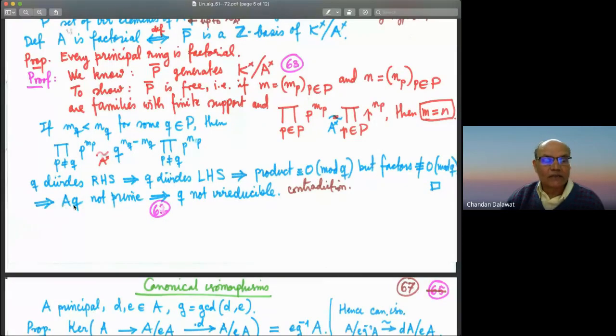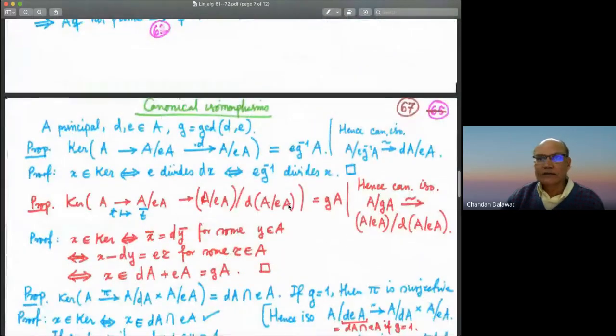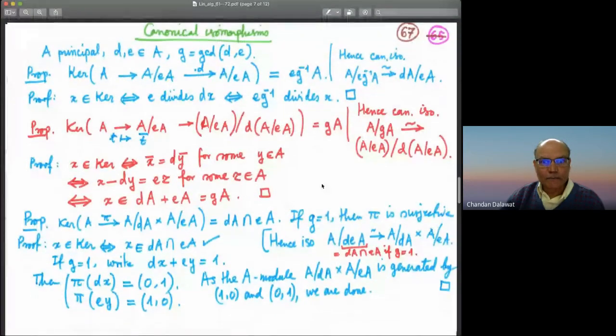It means that AQ is not a prime ideal, but that implies that AQ is not irreducible because we had proved that irreducible elements generate prime ideals. Indeed, maximal ideals in principal rings. So this contradiction proves that this family is free and therefore the ring A is factorial. Okay. So I've been very slow today. Maybe I'll take up some of the things tomorrow.